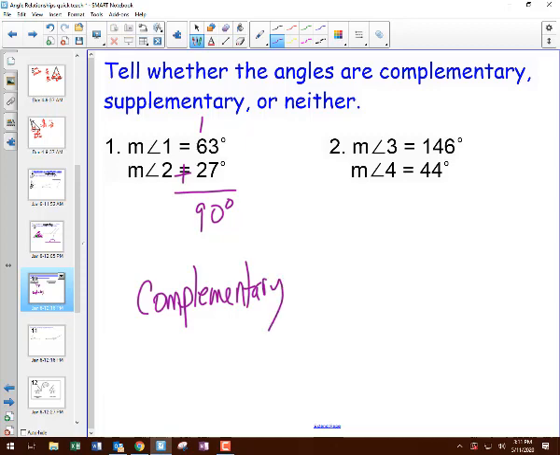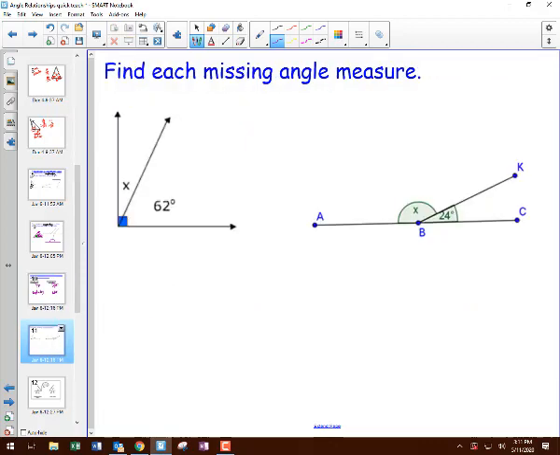Okay, on to number 2. We'll go ahead and add these together here. 146 and 44. And for this one, I'm going to get 190. I don't recall supplementary angles adding up to 190. That was 180 rather, so this one's going to be a neither. Okay, good example of how they try to trick you on that.